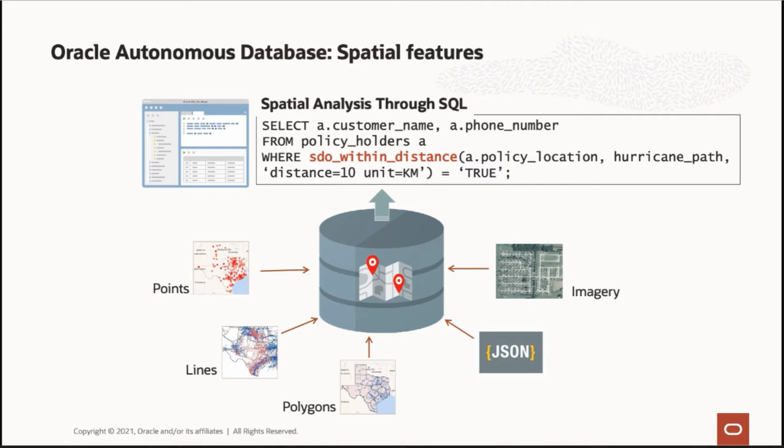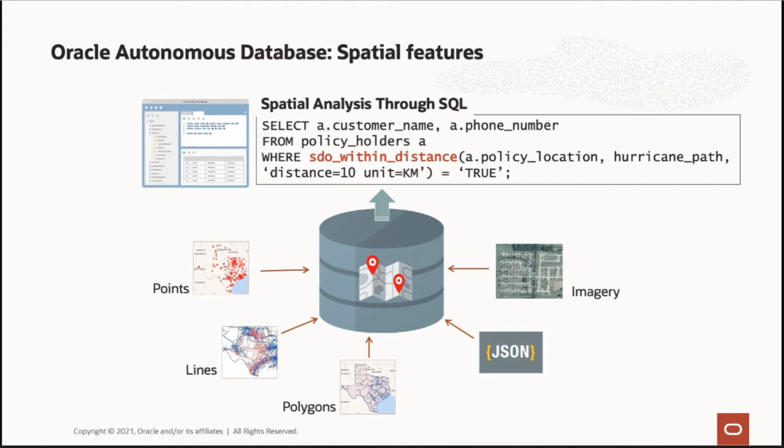Within Oracle Autonomous Database, and Oracle Autonomous Database Shared in particular, there's a set of native spatial capabilities whereby you can store spatial data, points like geocoded address locations, lines like utility alignments, polygons like sales territories, for example, natively within the database with a native data type. In addition to our native spatial data type, we can store JSON representations of that data, as well as geospatial imagery, satellite imagery, drone imagery, and so forth.